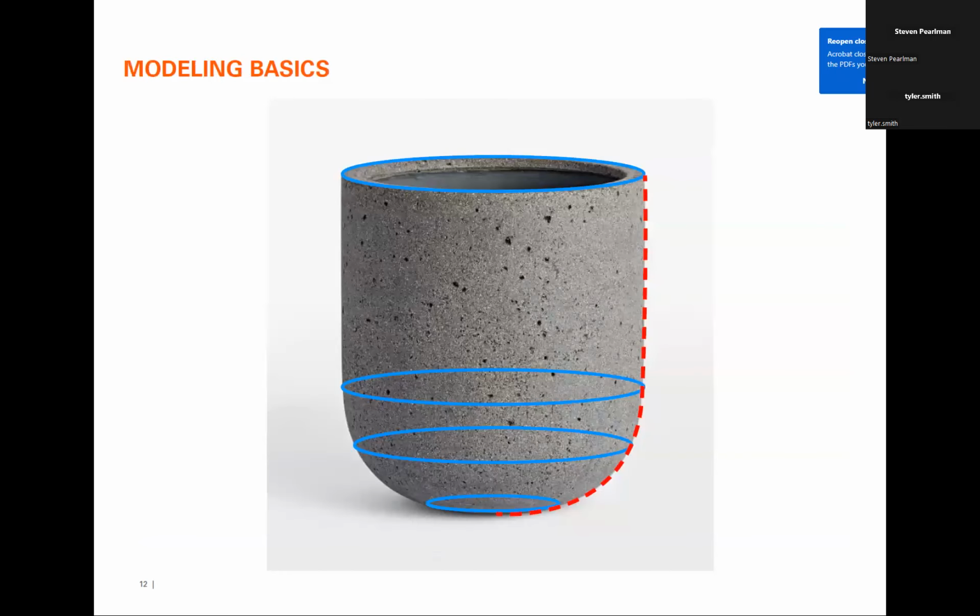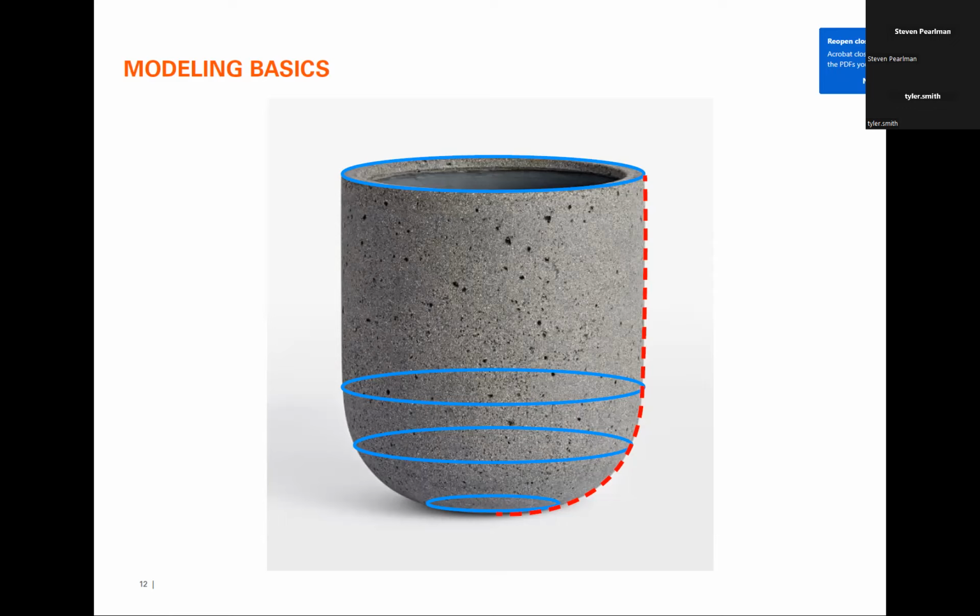So the last thing I'm going to share in this presentation is modeling basics. What I like to do when I 3D model is I will look at an object and I will break it down into its 2D lines that make up that 3D object. So as you can see in this concrete planter, those blue lines, those blue circles would be one way to model this 3D volume. Or if you're looking at that red dash line, that's kind of a half of a section profile of that planter, and that is another way that you could model this in 3D.